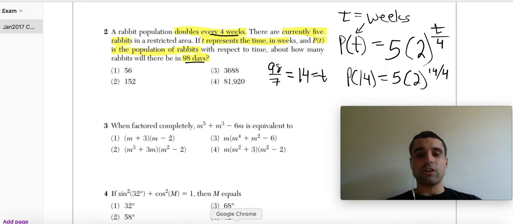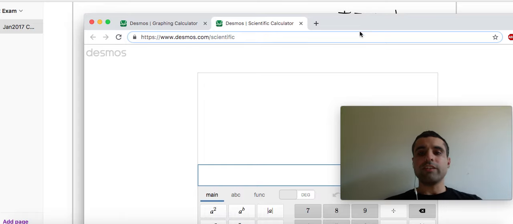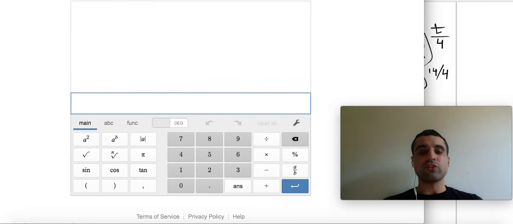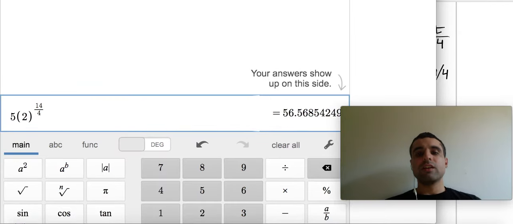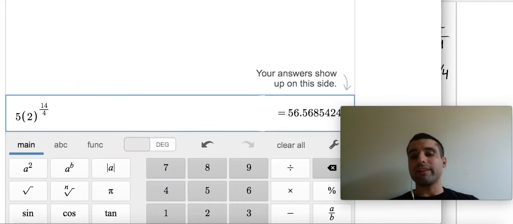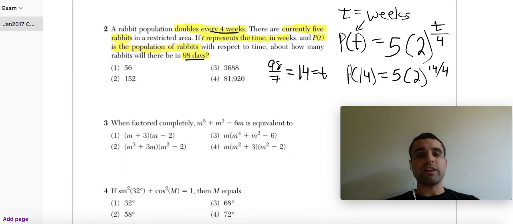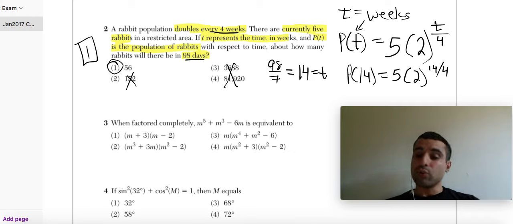And let's go to our calculator here and find out what that is. So 5 times 2 to the 14 over 4 is about 56.57, but we can't have 56 point anything rabbits. It has to be a whole number. So let's see which one best represents. Clearly these other numbers are too high, and it's choice 1. It's about 56, even though it would have rounded up to 57, right? But that's okay.